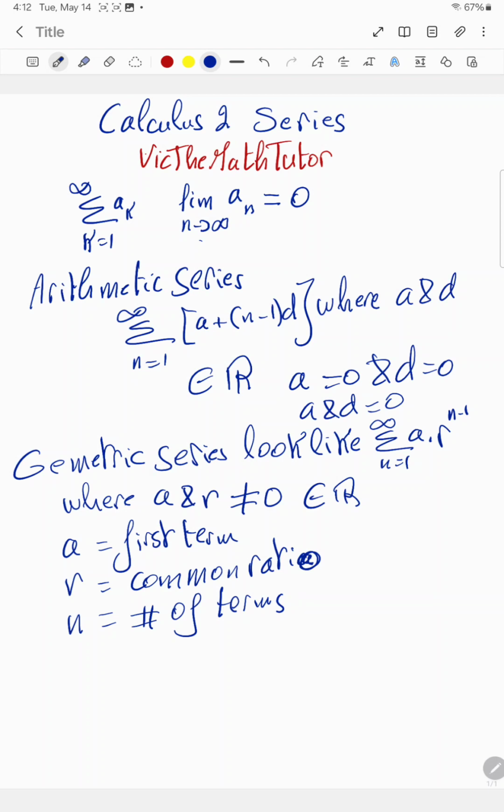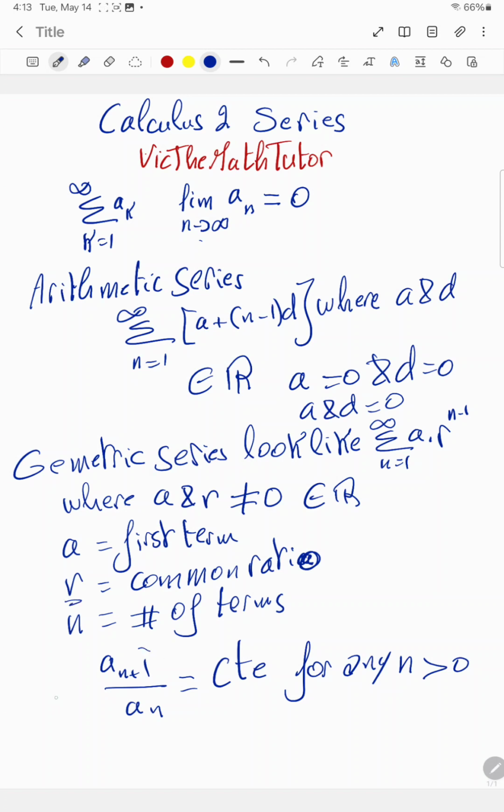A series is a geometric series if the ratio of a_(n+1) divided by a_n is equal to a constant for any n greater than 0. That ratio represents the r that is here. So this is r, my ratio that we talked about before.